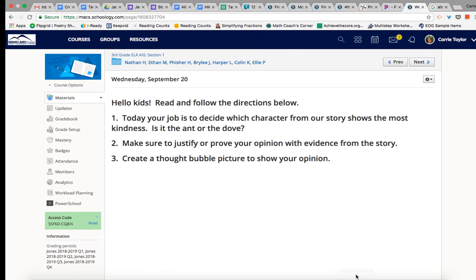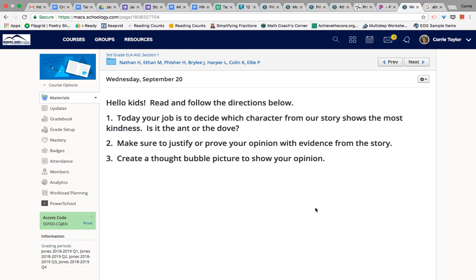Hey guys, I want to quickly explain what you need to do and give you an example of these directions here. It says, "Hello kids, read and follow the directions below. Today your job is to decide which character from our story shows the most kindness. Is it the ant or the dove?" So that's job number 1.